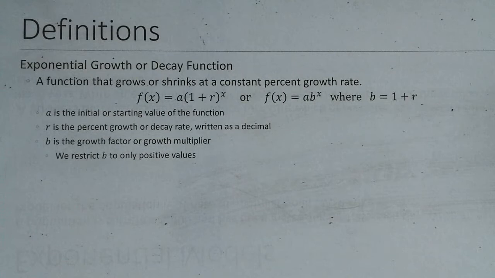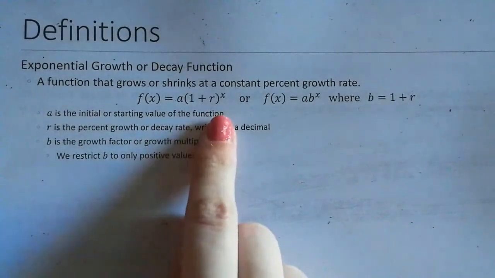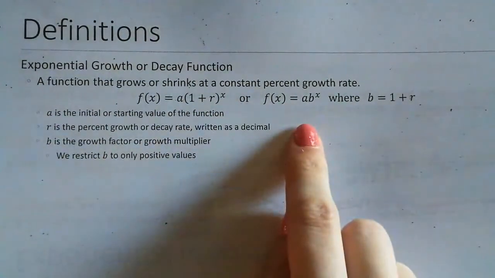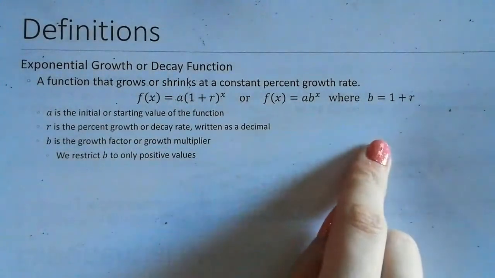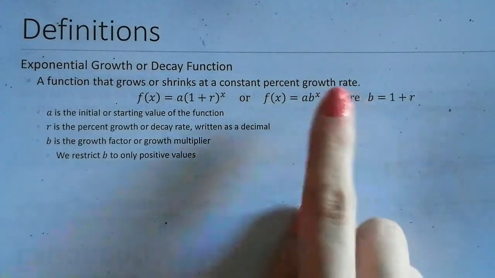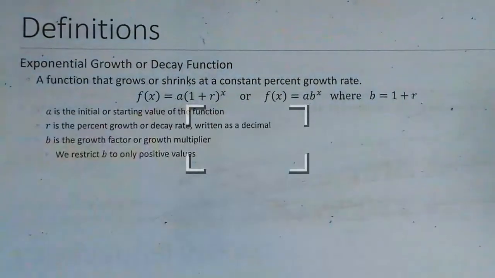Exponential functions can be thought of as f of x equals a times 1 plus r to the x power, or f of x equals a b to the x power, where b is equal to 1 plus r. You may think, why would we write it two different ways? But sometimes it's easier to work with this one, sometimes it's easier to work with this one.